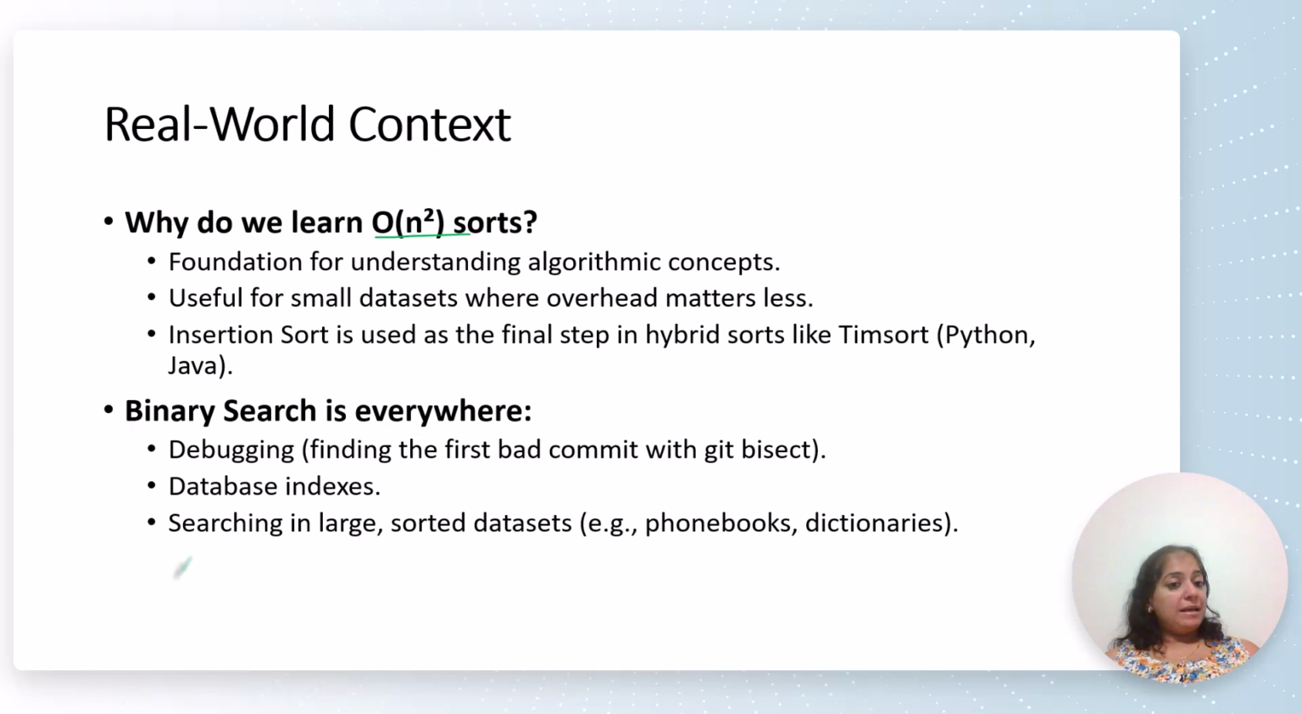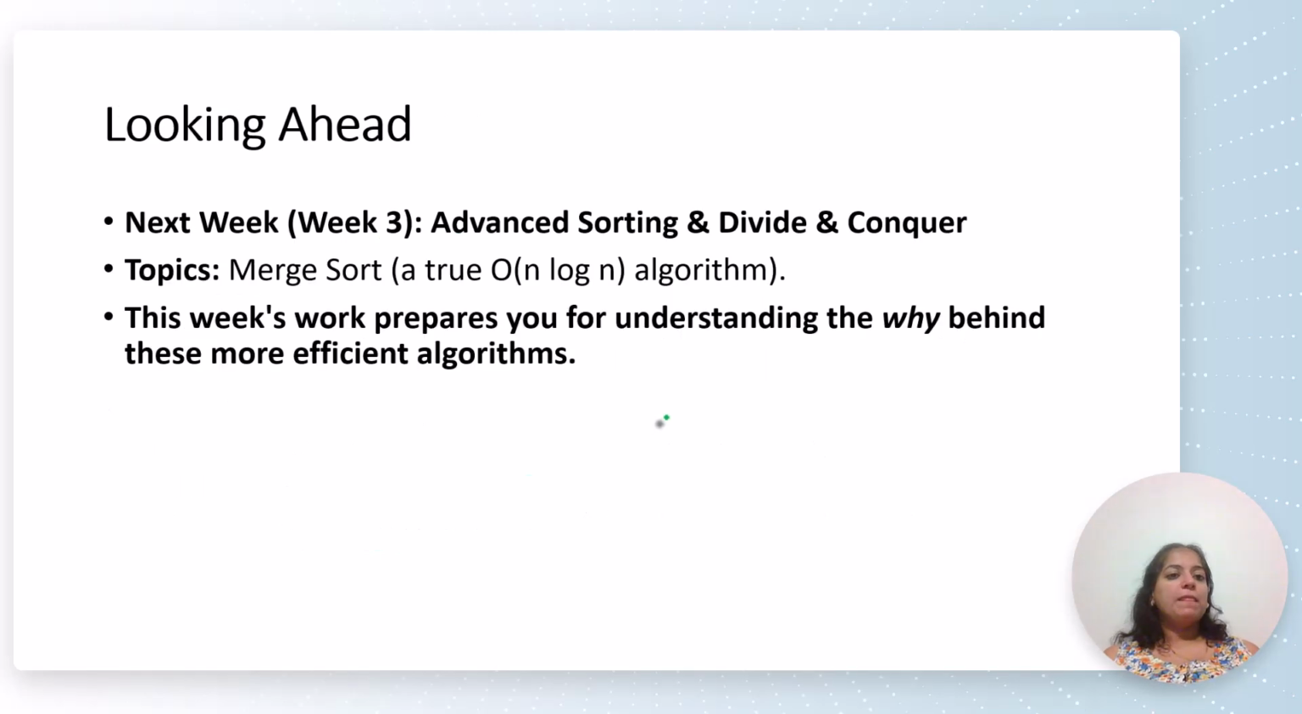And binary search, as we said, is used in debugging, finding the first bad commit with git bisect. So basically binary search is used everywhere, in debugging, in database indexes, searching in large and sorted data sets, like phone books, dictionaries, everywhere. In a book, everywhere we use the concept of binary search to find an element, right?